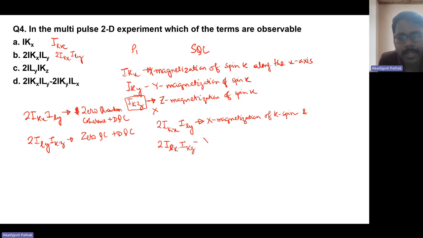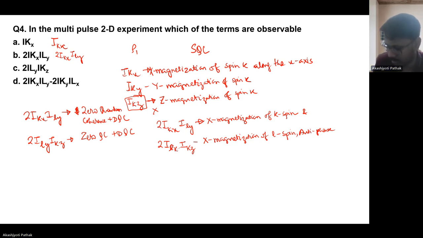So that means X magnetization of L spin, antiphase with respect to K. Whenever you have this I_Kz, it would mean antiphase with respect to K. Then similarly, if you have another term, say I_Ly I_Kz, how will you define this term?